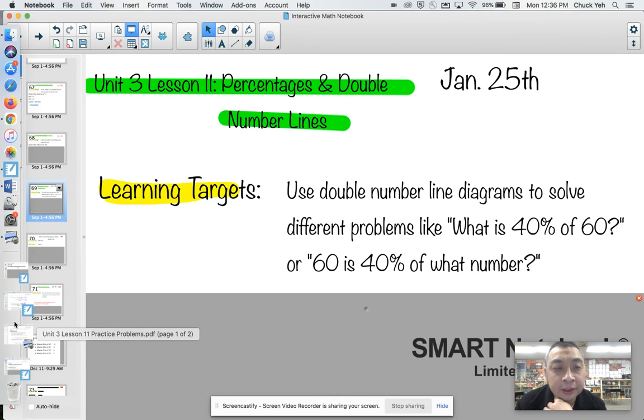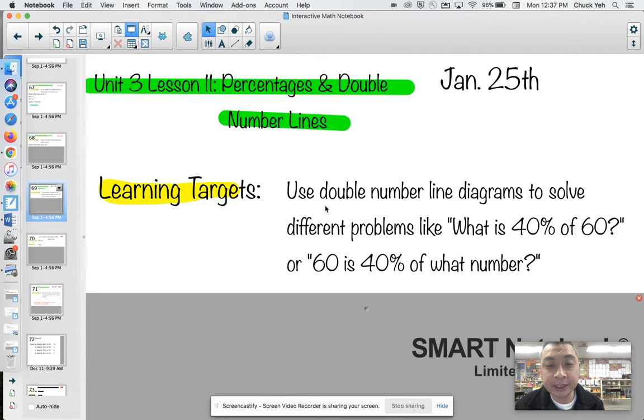Today we're going to do Unit 3, Lesson 11, Percentages and Double Number Lines. Remember to put this in your table of contents and the page number that you're on. The learning target today is using different double number line diagrams to solve different problems. Like what is 40% of 60 or 60 is 40% of what number? Okay. And then we're doing the student task statements 11.1, 11.2, and 11.3.